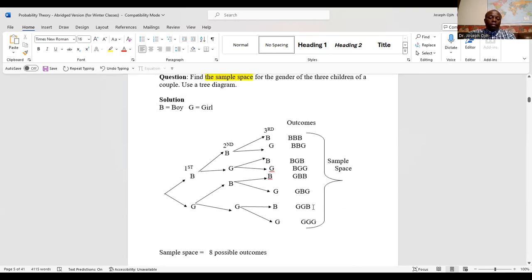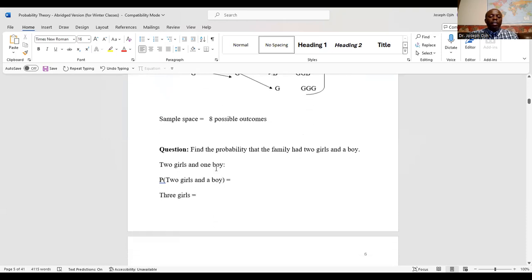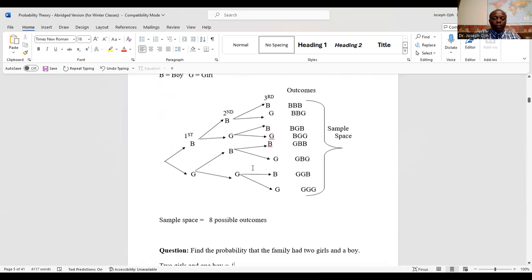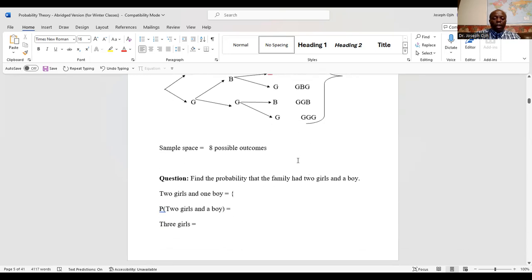Okay. Excellent. Now, suppose you ask this question: find the probability that the family has 2 girls and a boy. First of all, let's find the outcomes for 2 girls and a boy. You can see it right here. This is 2 girls and 1 boy. This is 2 girls and 1 boy. And this is 2 girls and 1 boy. So BGG, 2 girls and 1 boy.